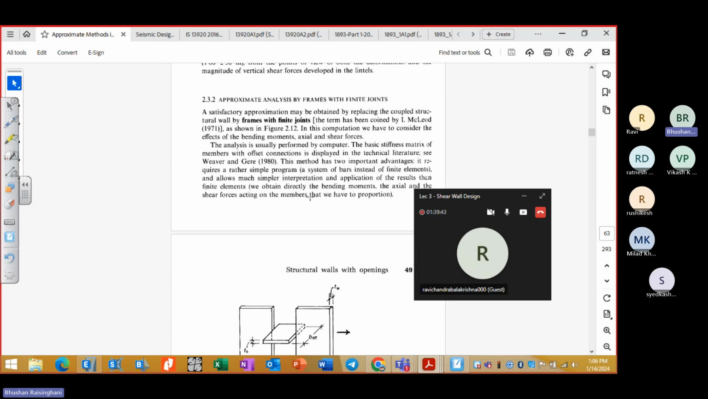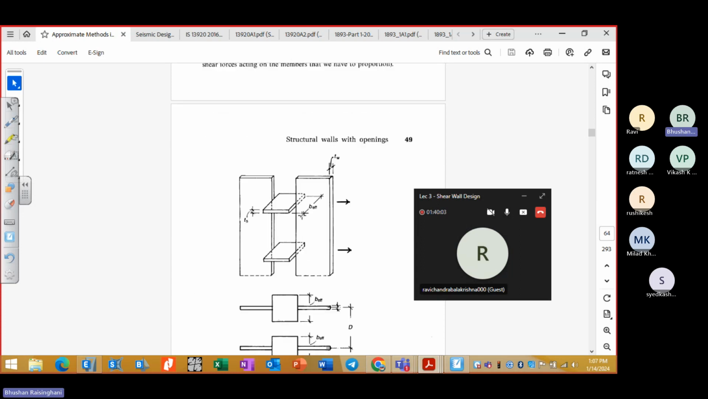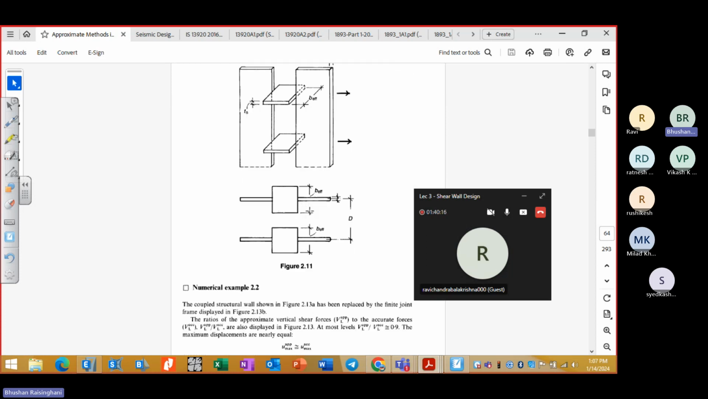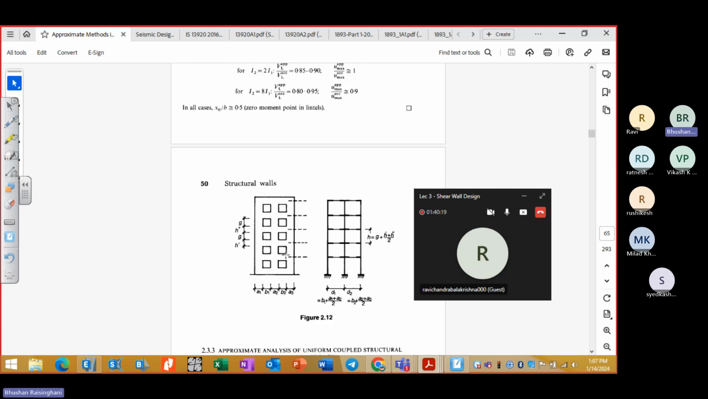If you are going by a finite element tool, this method has two important advantages. It requires a rather simple program. We simplified the analysis rather than a FEM software when we had problems with our RAM. FEM software was considering everything, but we made it simpler by considering different elements and reducing our computational effort. We define a separate beam element and a separate pier element, and take the effective stiffness and effective width to solve the problem.